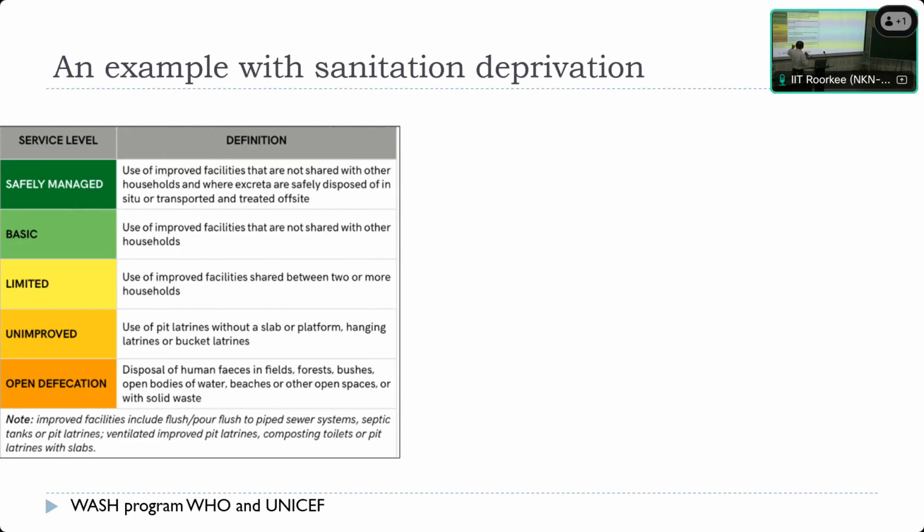But we know that open defecation reflects the largest possible deprivation. Unimproved, yes, better than probably open defecation, but still reflects deprivation. Limited, again, better than the last 2 categories, but still reflects deprivation, and so on. Different levels of deprivation. But we cannot just assign numbers. It may be coded as 1, 2, 3, 4, 5, but they do not make any sense. They're just coded so that you differentiate them. That's what they're all about.